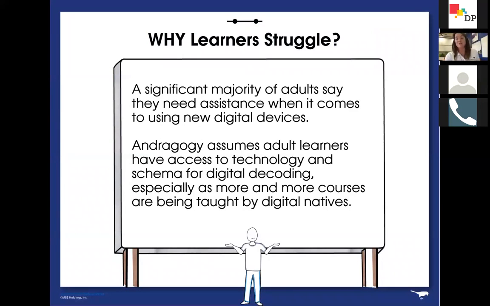Here's why learners struggle with those things: a significant majority of adults say that they need assistance when it comes to using new digital devices. And andragogy assumes adult learners have access, so assumes that they have both access to technology and they also have schema for digital decoding. And this is especially true as more and more courses for adult learners are being taught by digital natives and their learners are not digital natives.